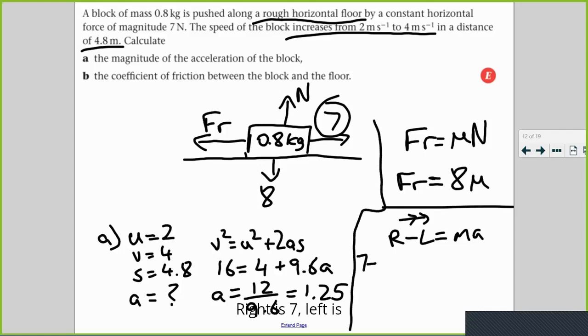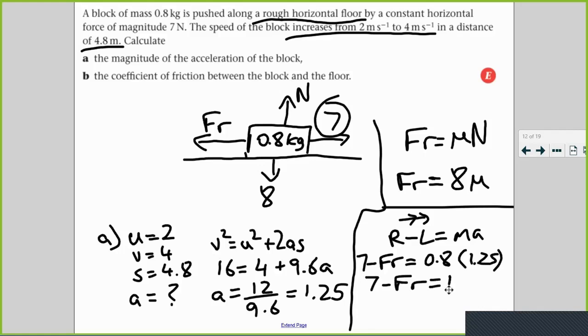Right is 7, left is friction, 0.8 times 1.25. Now, if we try to solve this, 0.8 times 1.25 is 1, and this will give you friction equals 7 minus 1, which is 6.